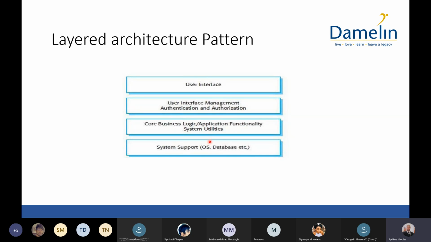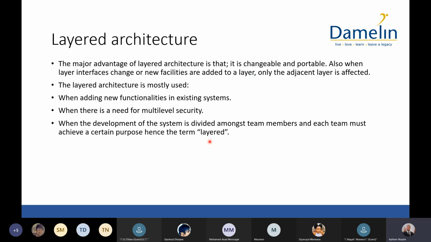You can see there are different layers, and each layer has a particular responsibility. The major advantage of layered architecture is that it is changeable and portable. Also, when the layer interfaces change or new functionalities are added to a layer, only the adjacent layer is affected. Layered architecture is mostly used when we are adding new functionalities to existing systems. So you use layered architecture if you're adding stuff to an existing system, and you're not really building the system from scratch.